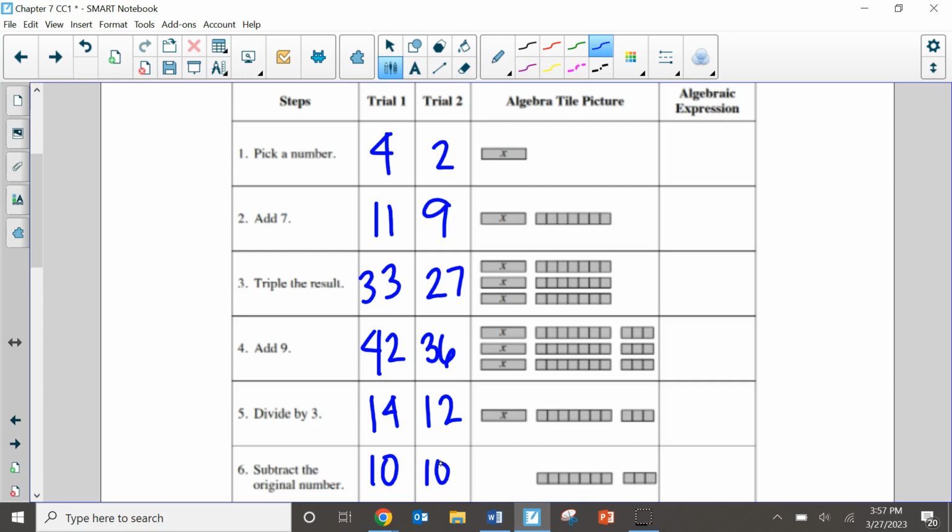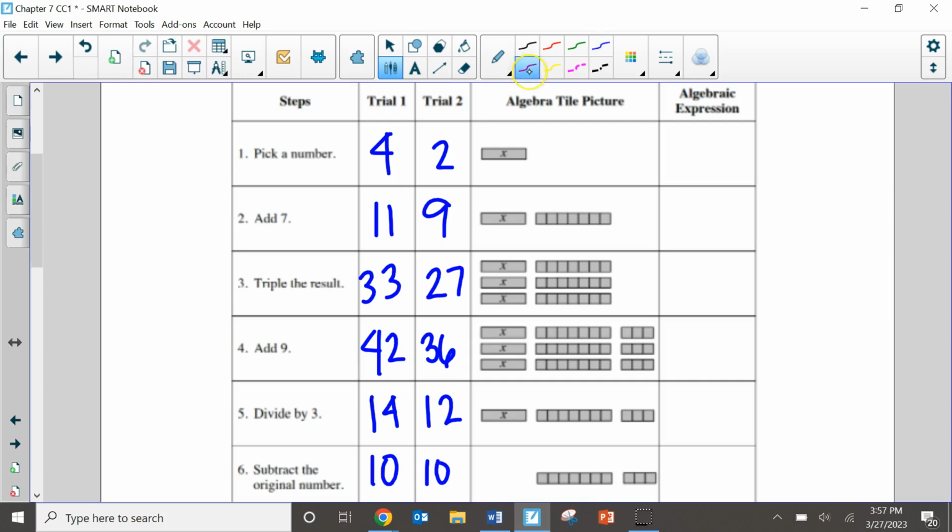And if you look over at your algebra tile picture, you can see that we do in fact just end with 10 unit tiles. So no matter what number you plug in, you should always end with 10. Okay, so we're going to use this logic, but we're going to build just an algebraic expression. Okay, so we're going to be using variables and whole numbers.